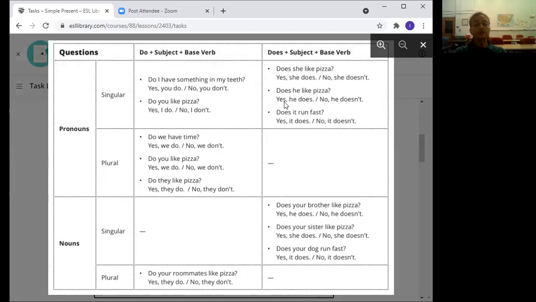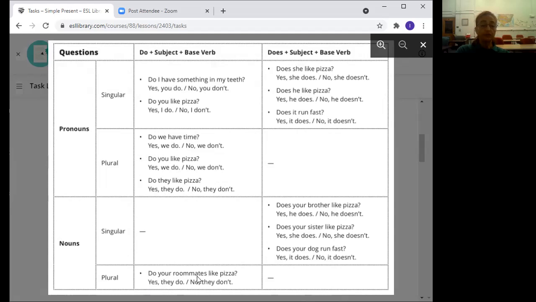Does he like pizza? Yes, he does. No, he doesn't. Does it run fast? Yes, it does. No, it doesn't. So we talked about the pronouns, and if you have a noun, it will be the same.